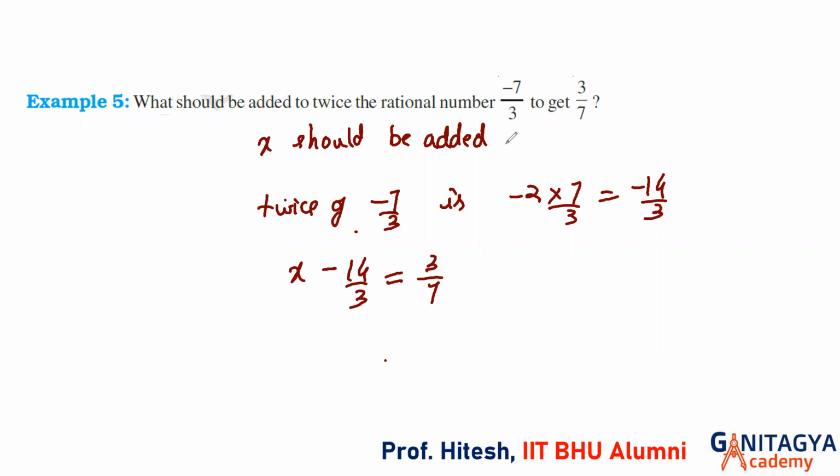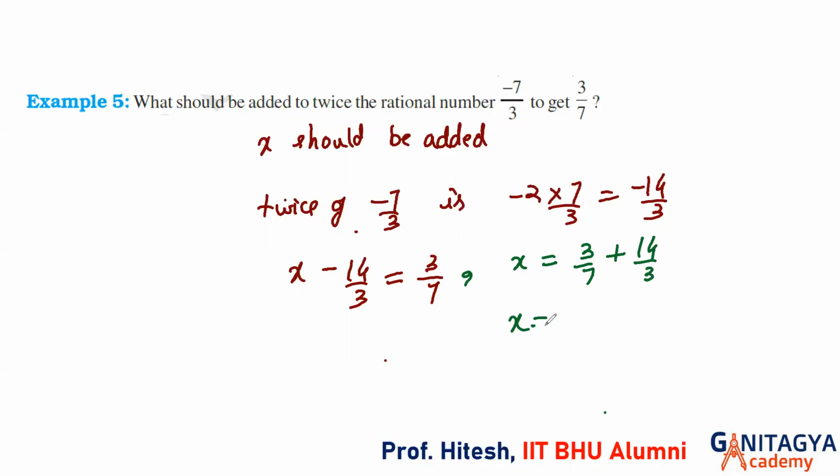Understood? Very nicely. What is the question? Let me repeat it. What should be added to twice the rational number minus 7 upon 3 to get 3 by 7? Okay. So x should be added to twice of minus 7 by 3. So twice of minus 7 by 3 is minus 14 upon 3. So this is nothing but x minus 14 by 3 is equal to 3 by 7. Hence x is equal to 3 by 7 plus 14 upon 3.